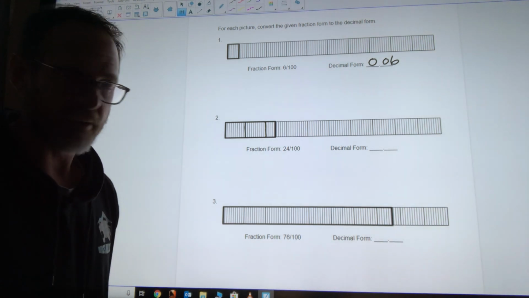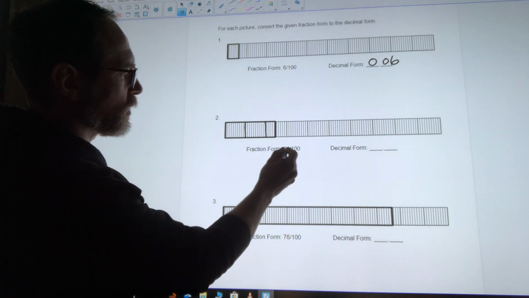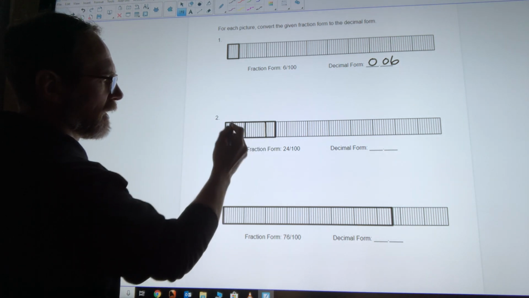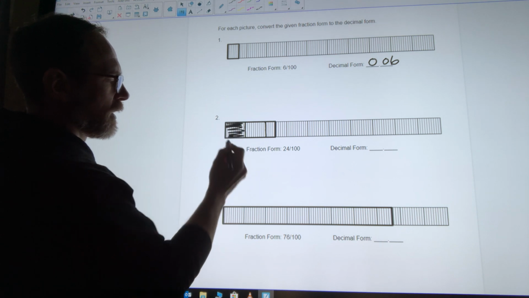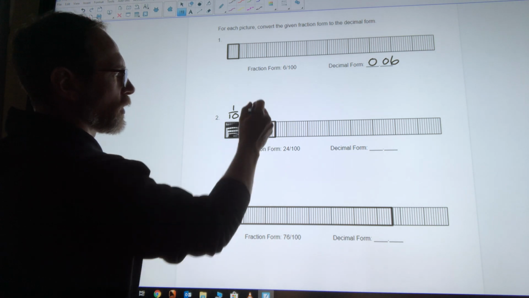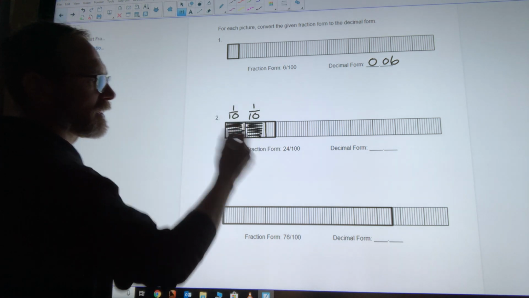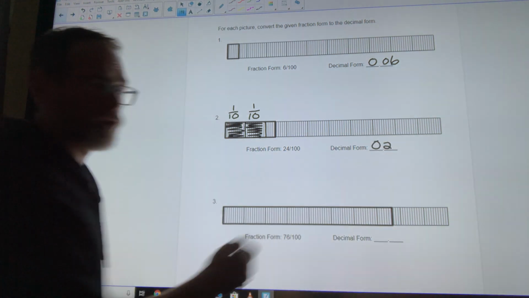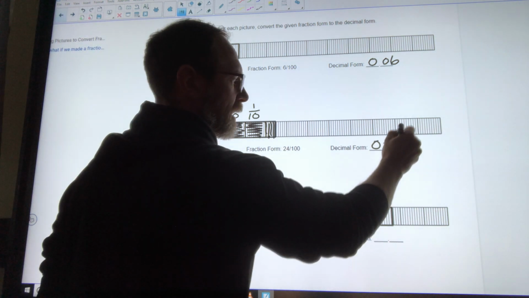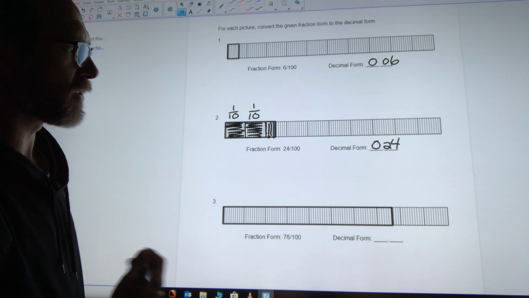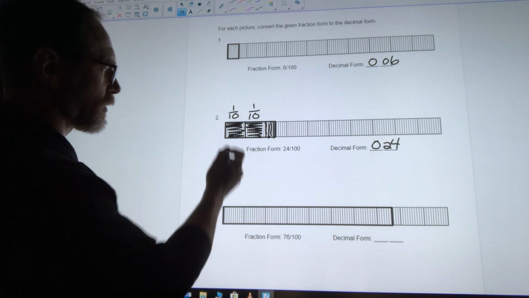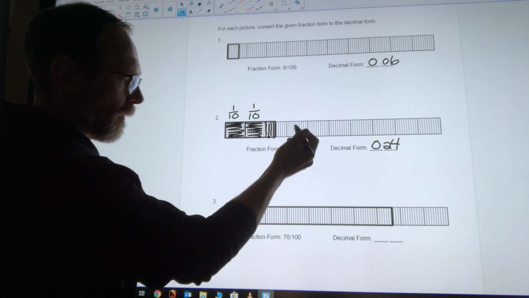It's 0.06. Now, when I go to number 2, 24/100, I put a line in here to make it obvious where there's 10. So this is 10 hundredths. That's also 1/10, right? And here's another 10 hundredths. So that's another 1/10. So right there, I have 0.2, 2 tenths. Now I have 4 more hundredths right here. That's the second place after the decimal. So now I have 0.24, 2 tenths and 4 hundredths. But I can just say that's 24 hundredths, because that's what I've done here. There's 10, 20, and 4 more.